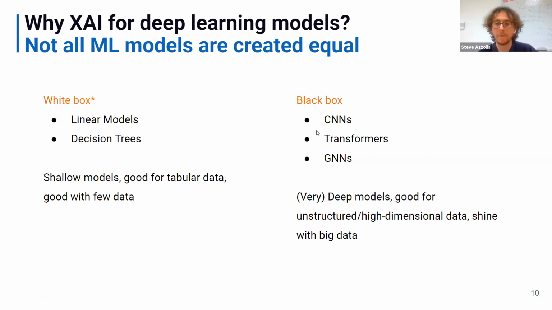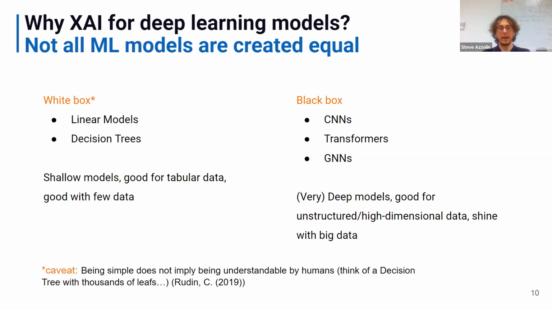On the other side, we have instead the black box models, which correspond to the famous models that you may read on the web right now, like transformers, which are the base of ChatGPT, or convolutional neural networks, or the topic of our series, which are graph neural networks. This family of models tend to be deep, if not very deep, and they're especially good for structural and high-dimensional data, and they typically shine with big data. So you can really see that they complement each other somehow.